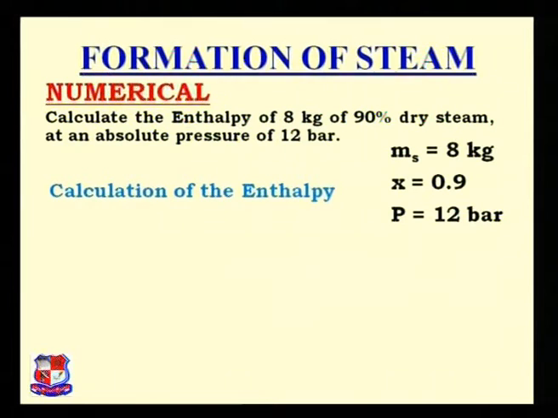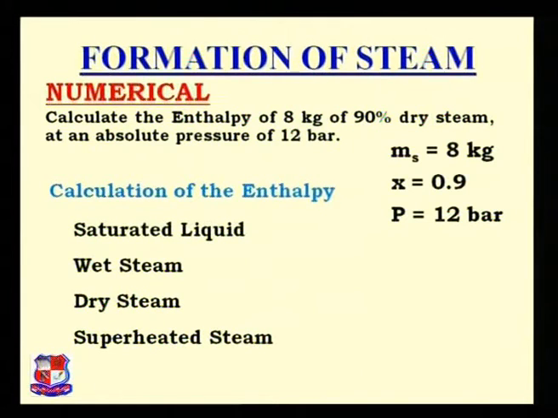Now as we have studied in the formation of steam, or the steps for steam generation, we know that there are many types of steam, or many stages, like it may be saturated liquid, wet steam, dry steam, or superheated steam, and the enthalpy equation for all 4 states is different. So the first step is to identify the type of steam, and then we have to use the equation.